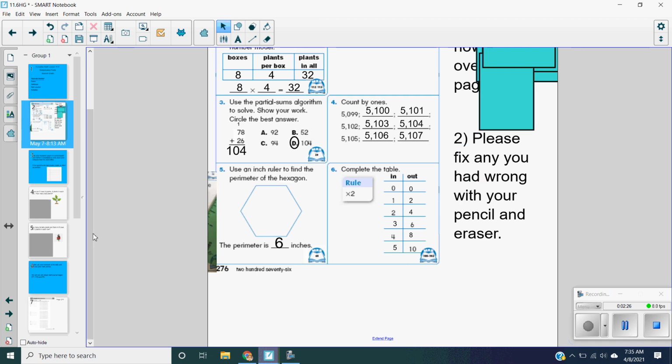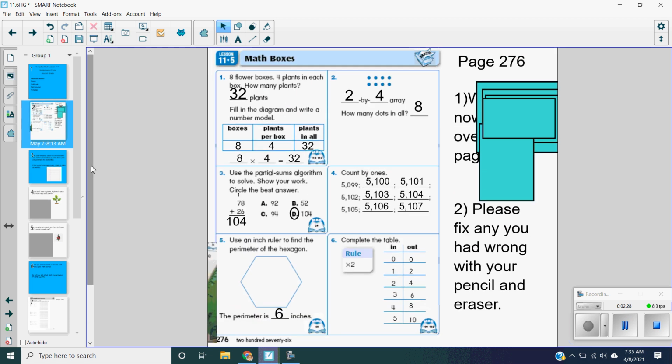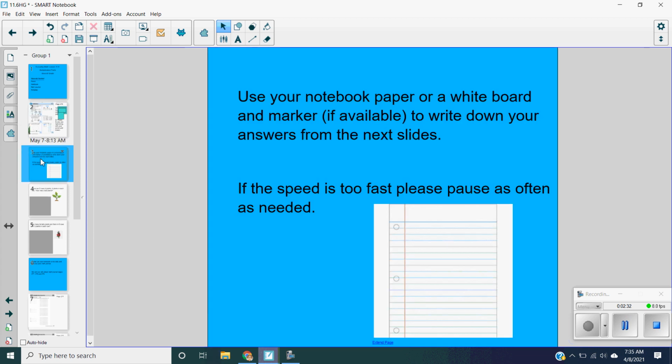So if you can double check to make sure that your page is correct before moving on to the next part of the lesson. For the next part of the lesson, if you could either use a whiteboard or a notebook to write down the answers. If the speed is too fast, pause as often as needed.